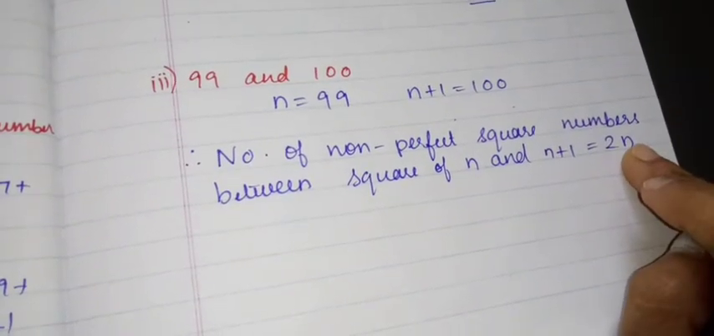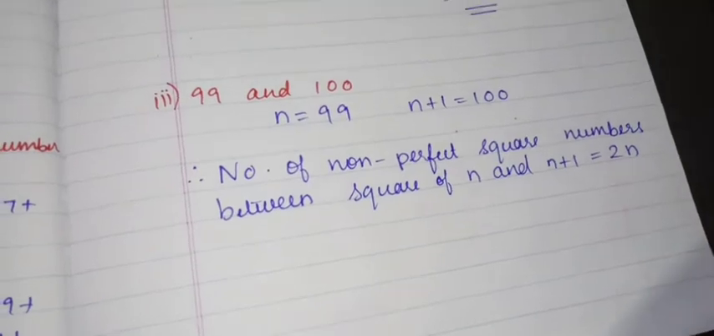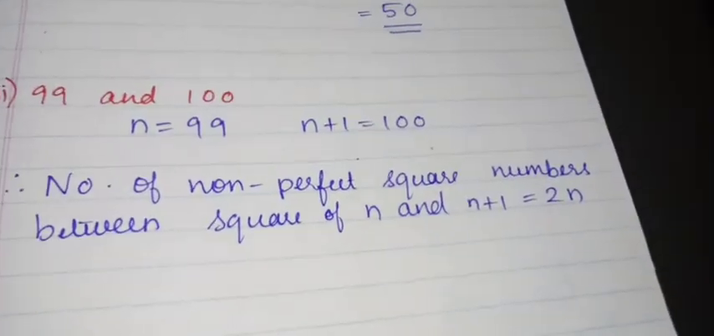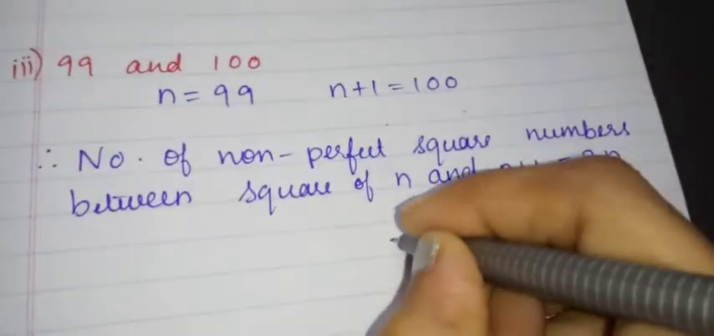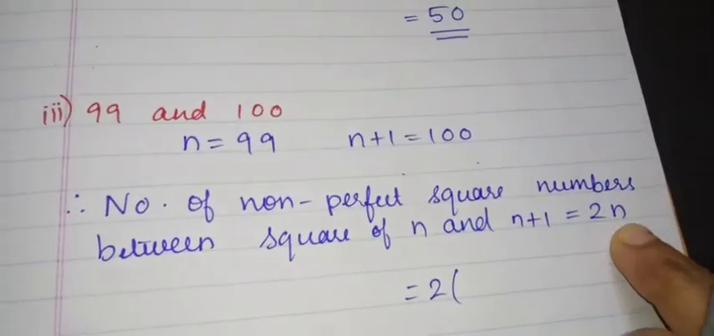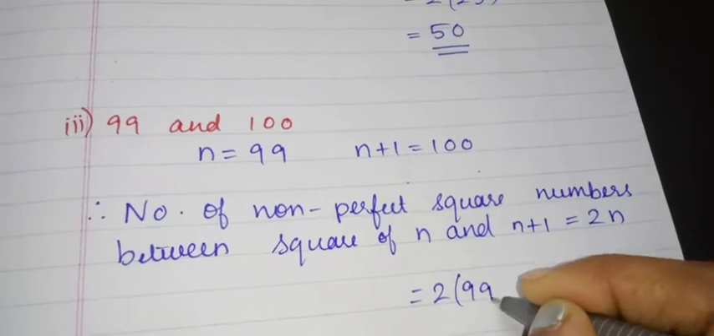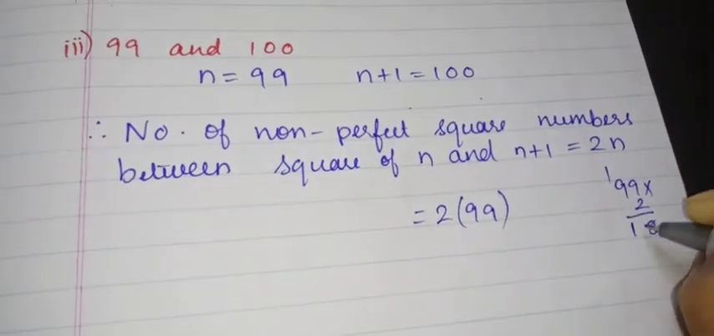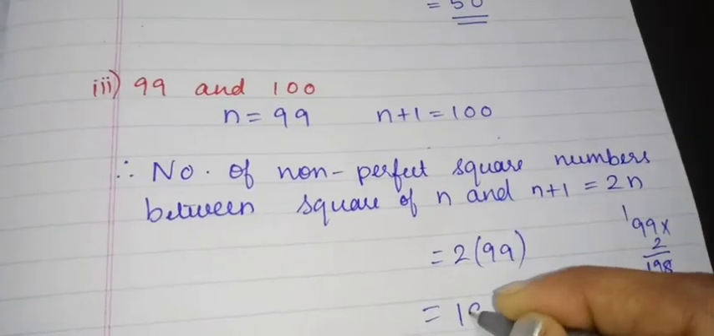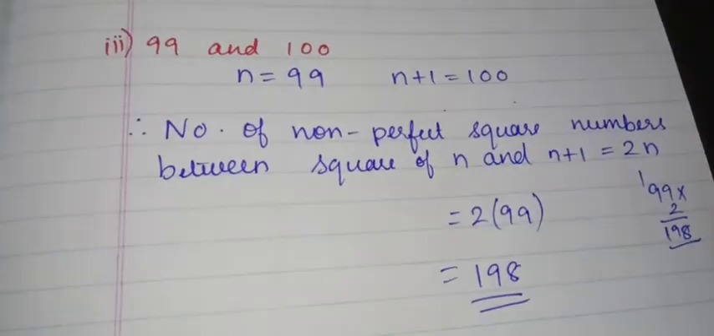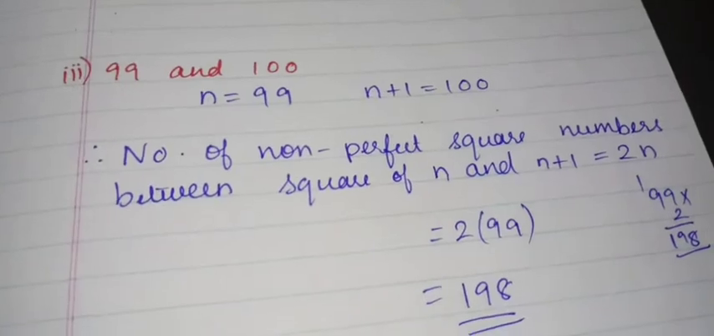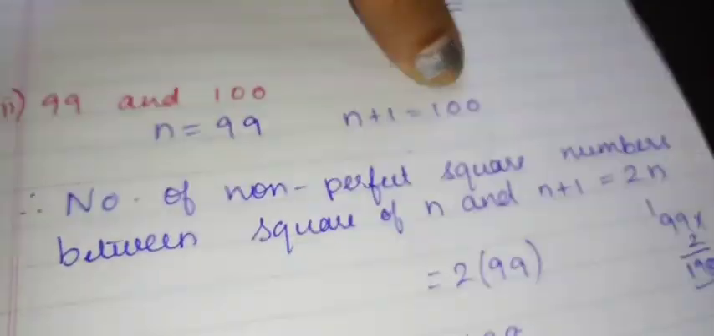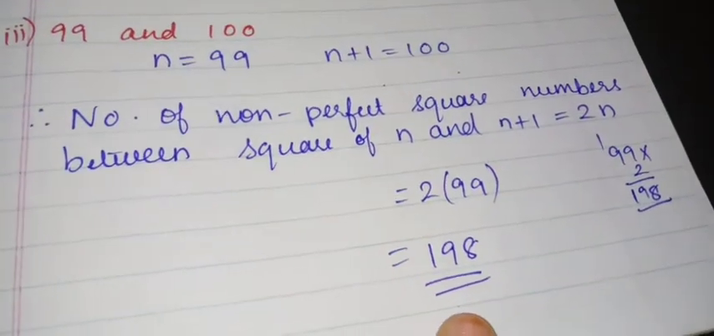This 2n is to find the number of non-perfect square numbers between the squares of n and n plus 1. So 2 into n value is what, children? 99. 99 into 2 is what? 9 2s are 18, 1 is 19. So 198 non-perfect square numbers will be there between the squares of 99 and 100. So 198 values will be there.